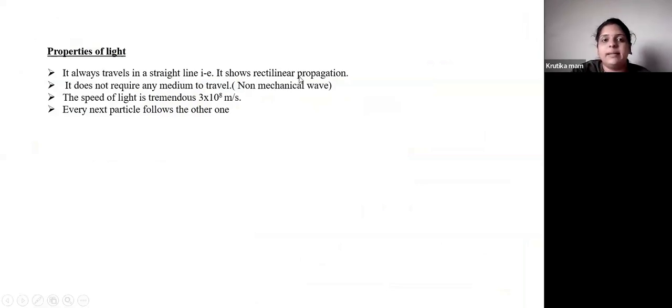So I already told you, what we are doing here is making points on what are the different properties of the light. So in properties, the first property is that it always travels in a straight line. Already I told you it is called rectilinear motion or rectilinear propagation.